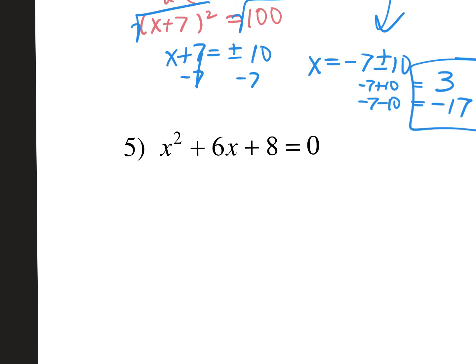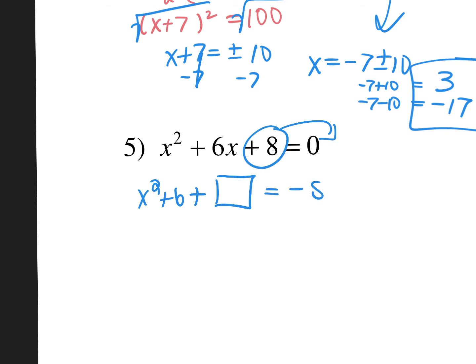But what would I do here? I'm going to move the 8 over. So I have x squared plus 6x plus the box equals negative 8 plus the box. Now it's helpful if it does factor. Right? You guys just told me what my answers are going to be: x plus 4 and x plus 2. When I solve it, I'll get negative 4, negative 2. All right, let's see if that works out like that. We can check. That's a good way to check.